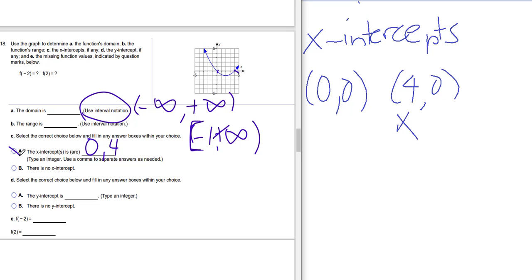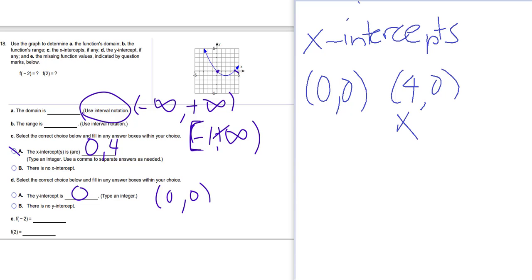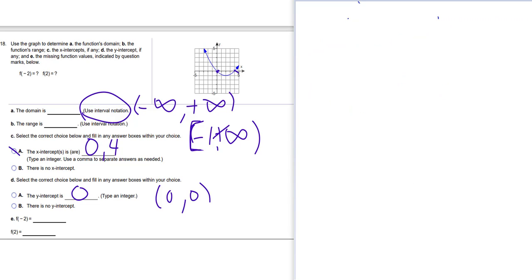The y-intercept is, let's see, also 0. Look, it crosses y at 0 also. And that would be the ordered pair 0, 0. And that would be the only y-intercept. Now they ask us to find f of negative 2. So that means go over to negative 2 on x and go up here, and it looks like it's 3. And f of 2 looks like it's negative 1. And sometimes it's kind of hard with these little graphs to read, and you have to just be careful to make sure you have the right value.